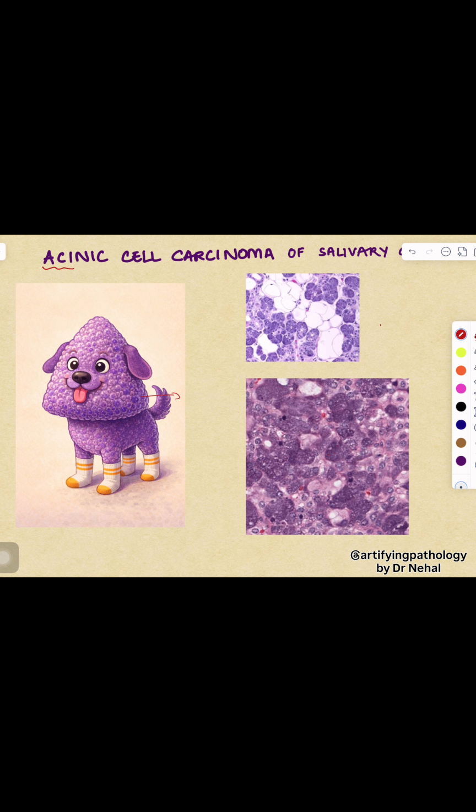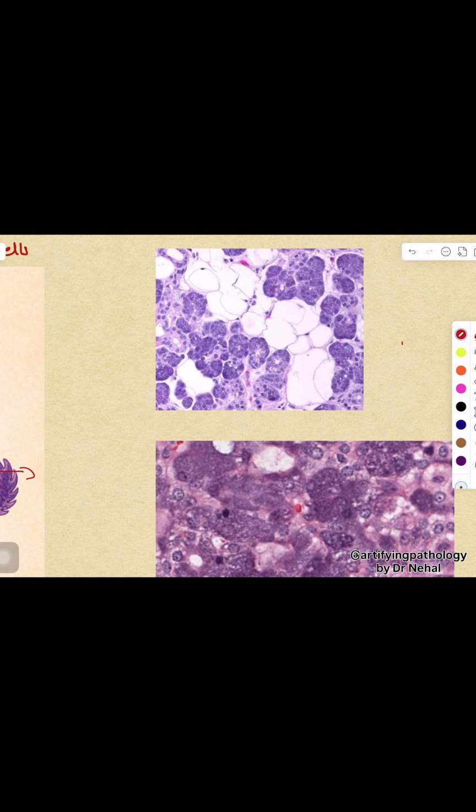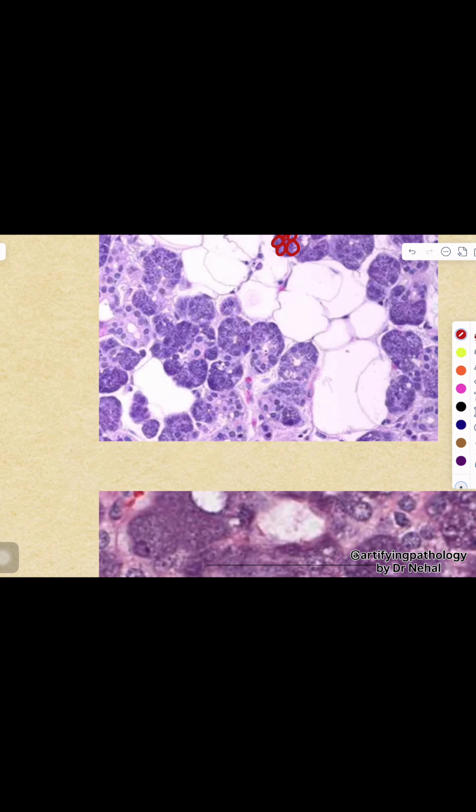So the term acinic comes from the acinar cells. If we look into the salivary gland, it is made up of acinar cells which are arranged in clusters forming an acini. If we zoom into one acinar cell, it is roughly polygonal in shape and has granules. These granules are zymogen granules, which are PAS positive and diastase resistant.